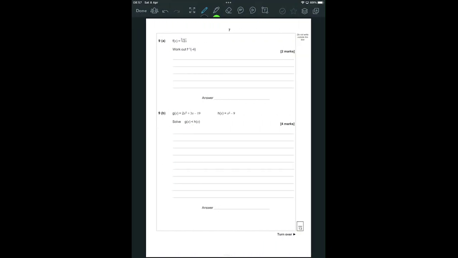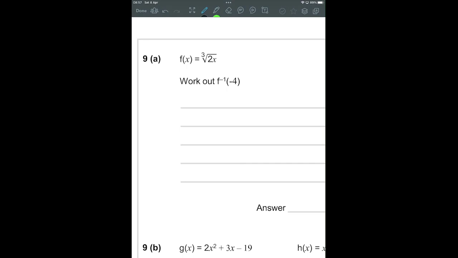Question 9. F of x equals that thing, work out f inverse of negative 4. Well, f inverse of negative 4 is saying, which way round is it saying? So that's saying f of something equals negative 4. Negative 4 is my output. So that's the same as the cube root of 2x equals negative 4.